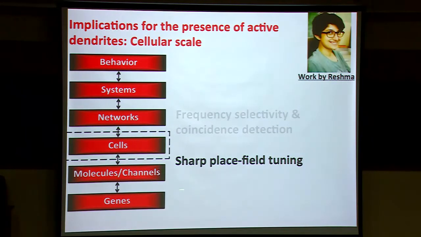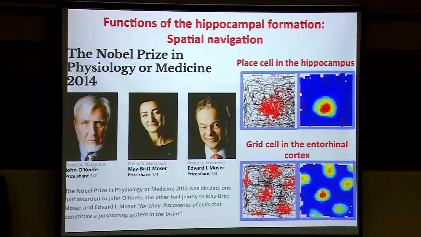The second part in the cellular scale is Reshma's work on place field tuning. As you are aware, the hippocampal formation, which is a dominant structure in the mammalian brain, in rodents and humans, is critically involved in spatial navigation. So if you record from a cell in the hippocampus, this is the firing rate associated with that particular cell. And these wiggly lines over here are the movement of a rat in this particular arena, right? And these red dots correspond to action potentials being recorded from that single cell that you are recording from, right?